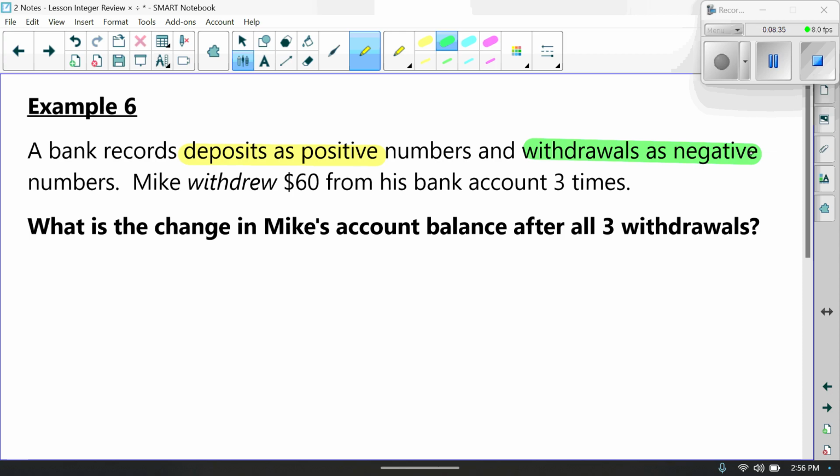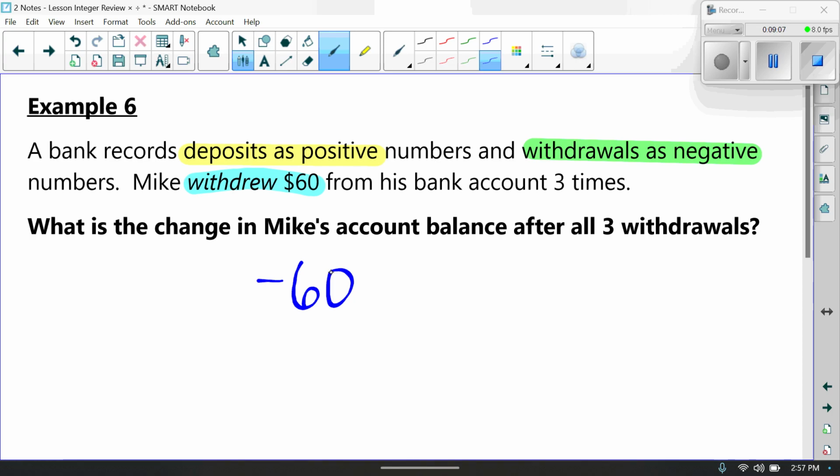All right. So here, the important part of the calculations is what? So Mike withdrew $60. Is that a positive or a negative 60? That is a negative 60. So I'm going to write negative 60 down here. And what else is important in this? He does it 3 times. So subtract 60, subtract 60, subtract 60, right?